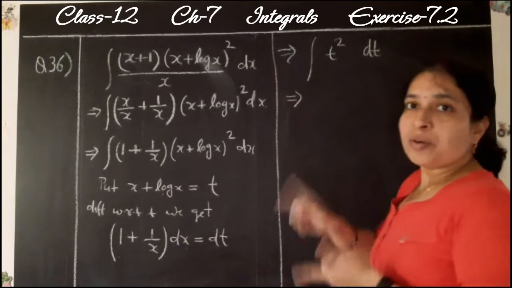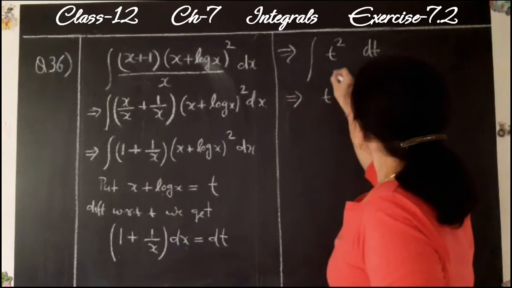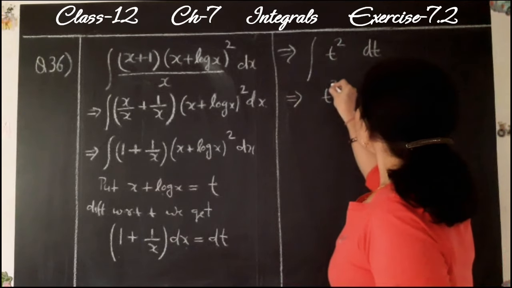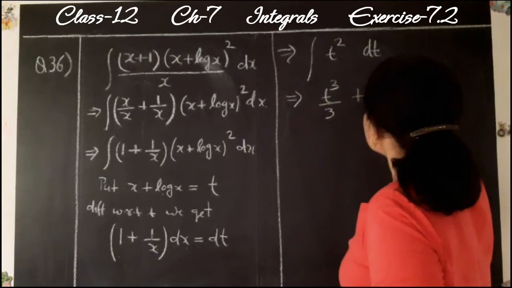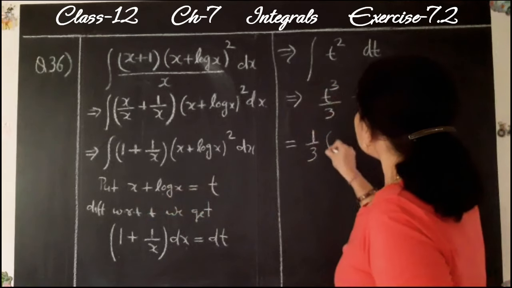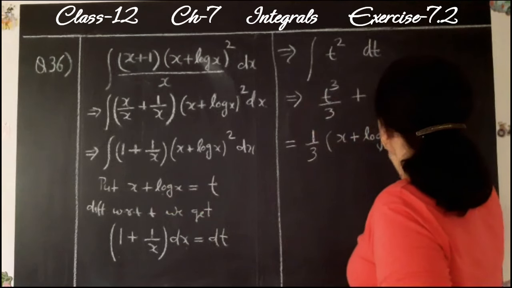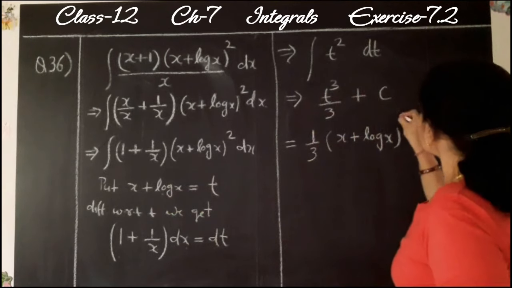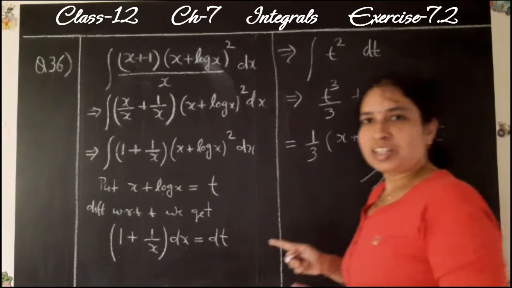Now this one is in form of x to the power n. So integrate it. We get here n is 2, so it will be 2 plus 1, 3, divided by 3 plus write a constant c. Then write 1 by 3, put the value of t. T is equal to x plus log x. So write here x plus log x. Power is 3, so write here 3. And write a constant c. So this is your answer.